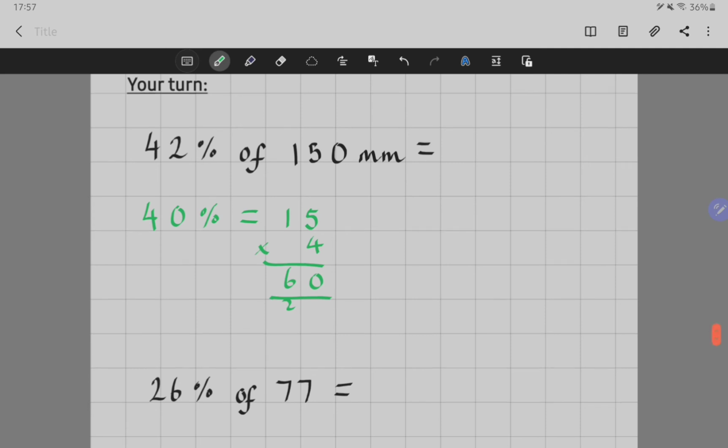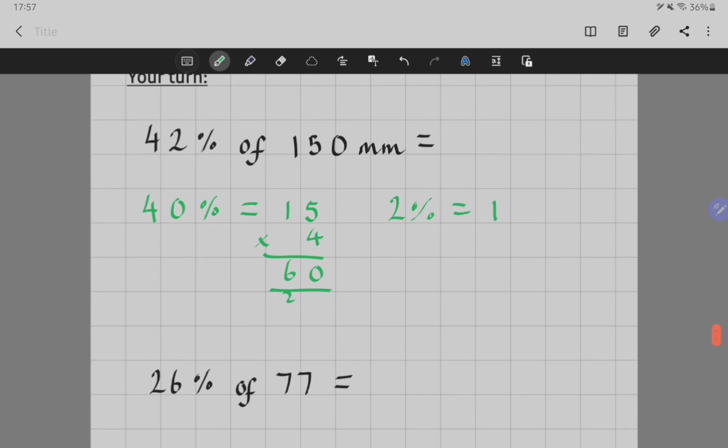Okay, I also need to find 2%. 2% equals 1% times 2. Well, 1% would be 1.5, because I've divided by 100. Again, I need 2%, so I have to times it by 2. You should be able to do that mentally, but if not, do a quick column to check. Is 10. Let's make sure that's in the right place, shall we? Is 10. 1 times 2 is 2 plus the 1 is 3. Add these together to get my final answer. I've got 63 millimetres. Well done if you got the answer.